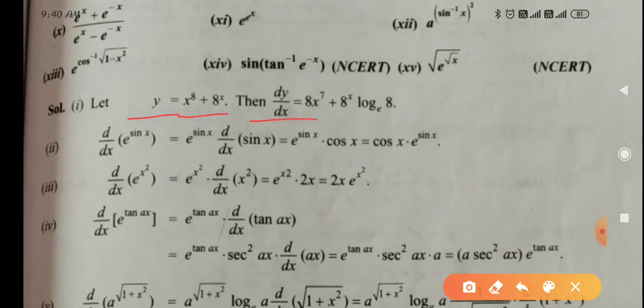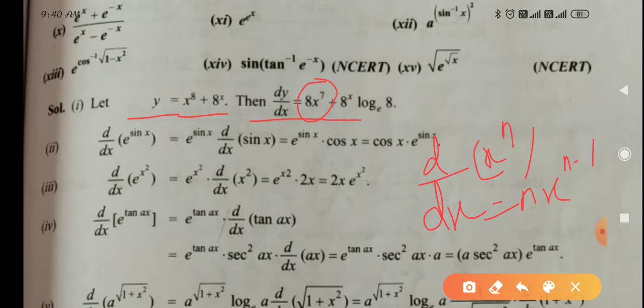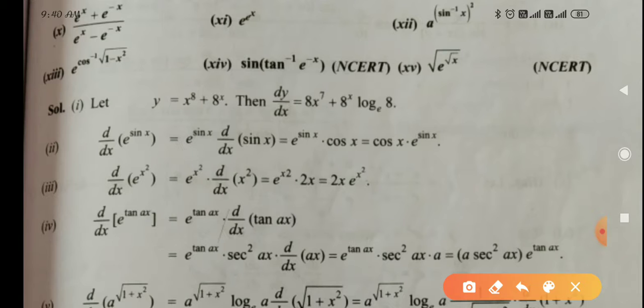Then dy upon dx equals, now x to the power 8, differentiation of x to the power 8 you can do 8x to the power 7. You can see, because you know differentiation d upon dx of x to the power n equals n x to the power n minus 1. In first exercise I told you, so everyone knows about it. So now you can see differentiation of 8 to the power x. 8 to the power x means a to the power x.